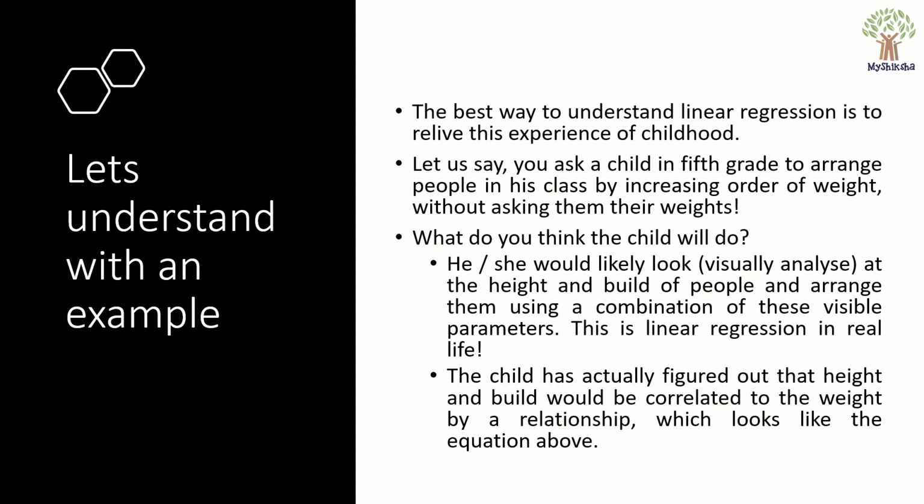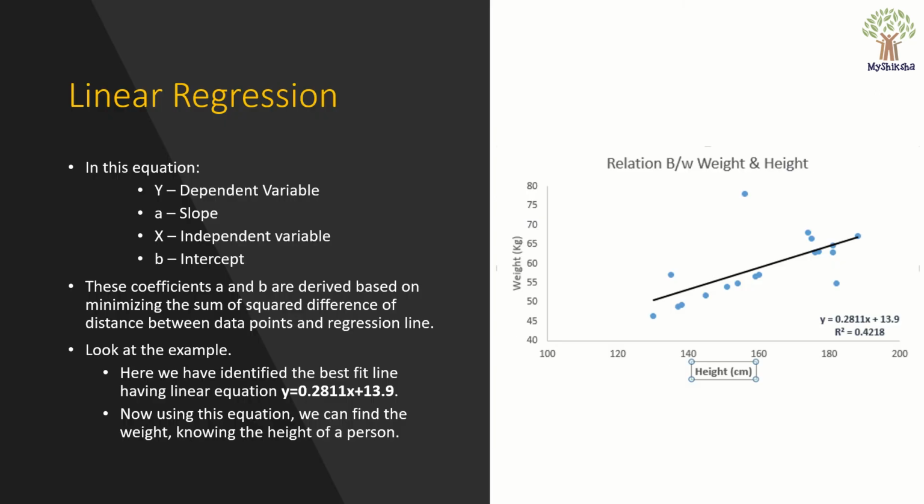If the child is able to arrange all of them in the right order, that is called linear regression. The child has actually figured out that the height and the build would be correlated to the weight by a relationship, which looks like the equation above. Okay, so this is something you need to understand. So how will the equation look? This is how it will look.